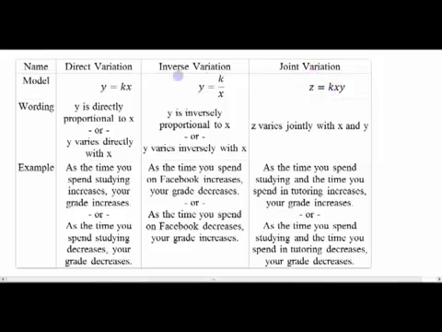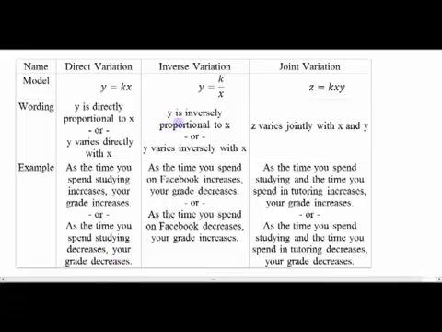With joint variation, it's very similar to direct variation, except we have more than one variable that is acting on k. With direct variation, the wording would say something like y is directly proportional to x, or y varies directly with x. For example, as the time you spend studying increases, your grade increases. So they move together. If one goes up, the other one goes up. Or as the time you spend studying decreases, your grade decreases. So as one goes down, the other goes down.